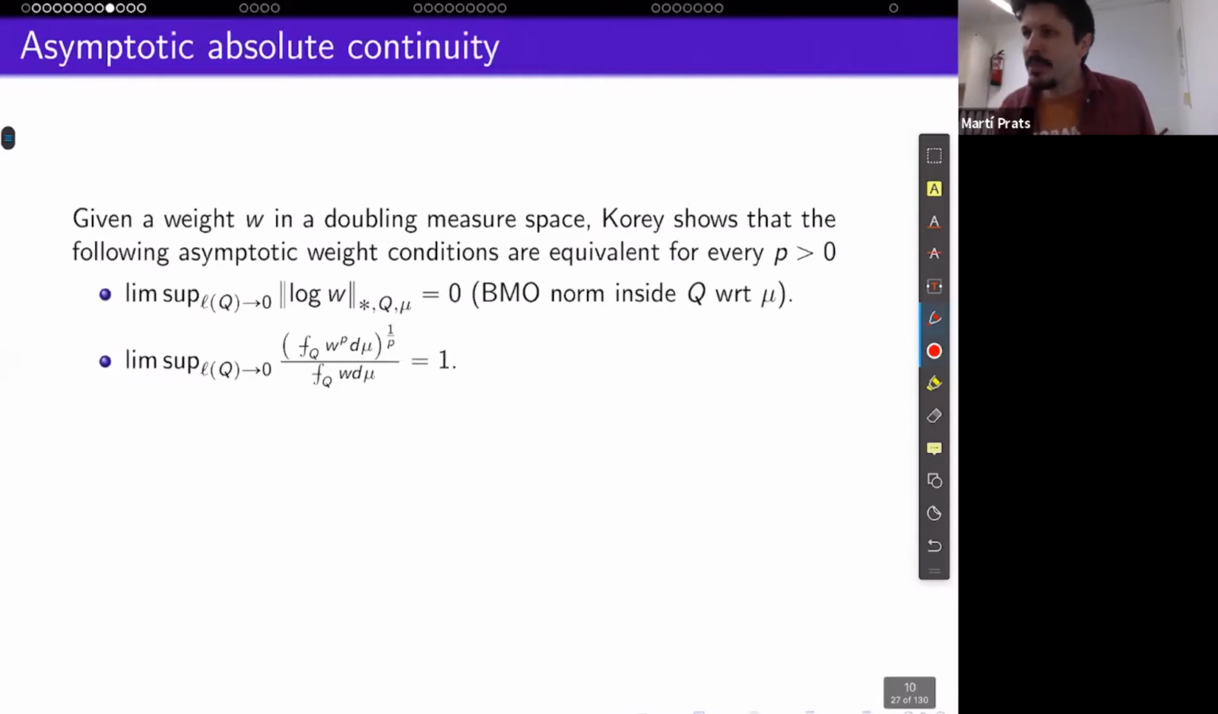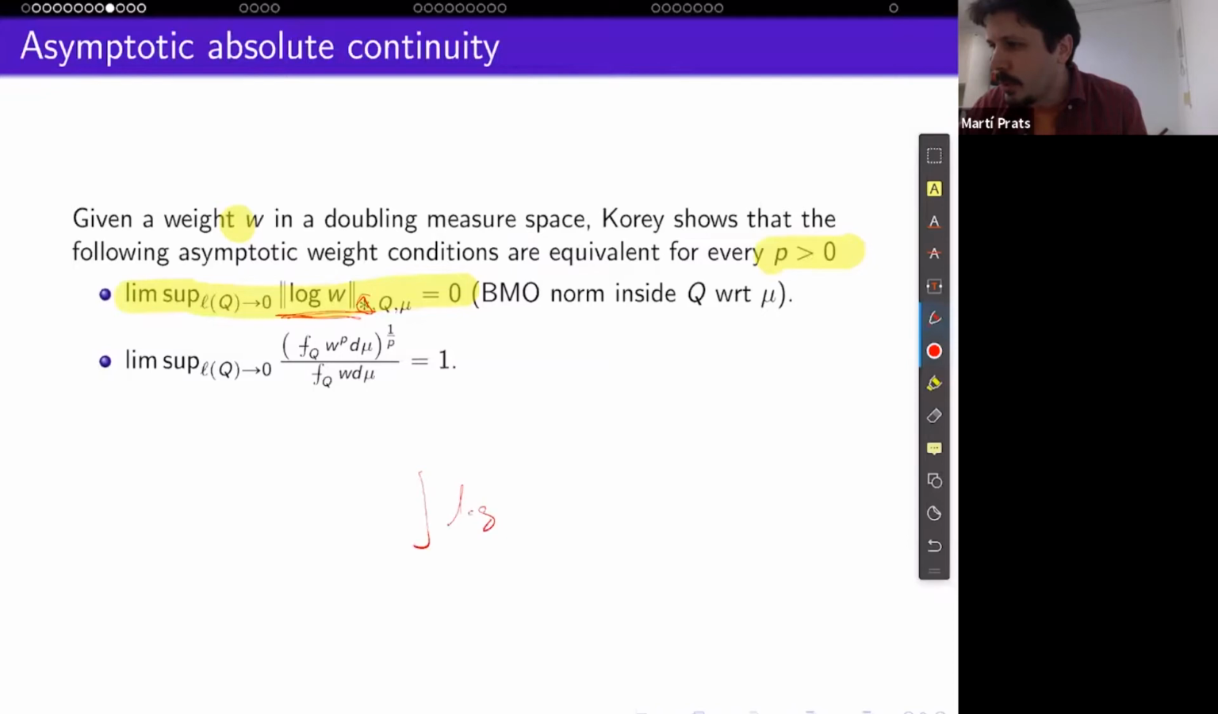Now, what is asymptotic absolute continuity? This is another interesting idea that appears in the work. Given a weight W in the doubling measure space, Korey shows that the following asymptotic conditions are equivalent for every p greater than zero. Okay, it is the same that this limit goes to zero. What we are saying, this is the VMO norm. Okay, this star stands for the VMO norm.